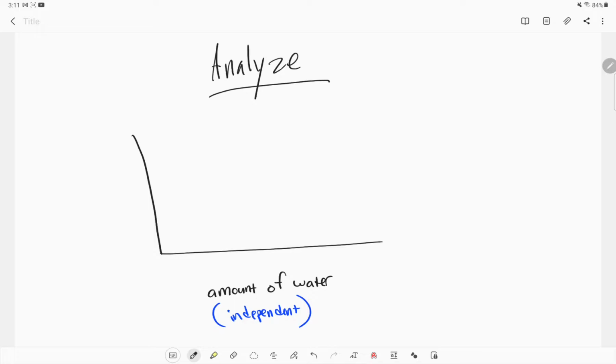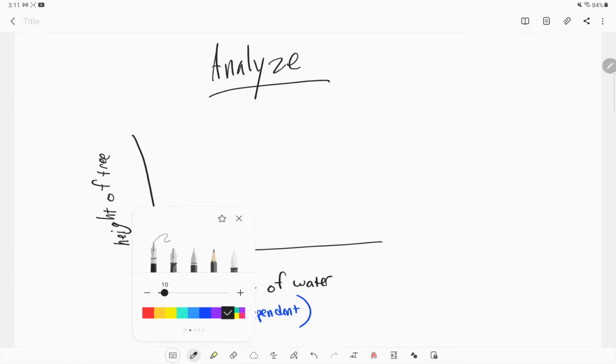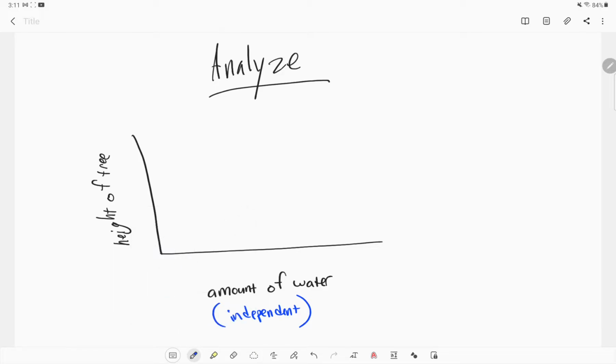Now, our next is going to be the dependent variable, which we'll say is height of tree. And this is, again, our dependent variable, meaning that it depends on the independent variable. The assumption here, or our hypothesis, is that water will have an impact on the height of our tree, that our tree is going to grow better.